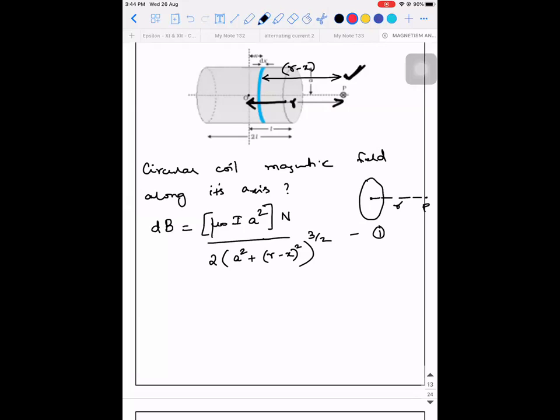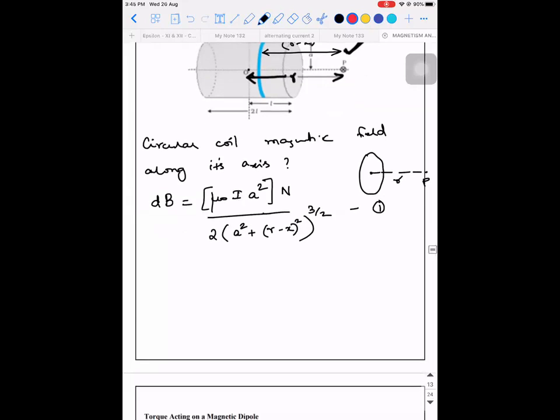Yes, sir. Okay, now listen. What is the value of capital N? So capital N is equal to what? What we are going to do is, let small n be the number of turns per unit length of a solenoid. Then small n will be equal to what? It will be capital N divided by 2L, according to the diagram that is given here.